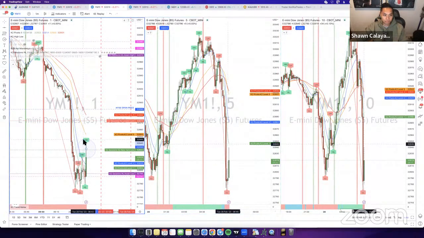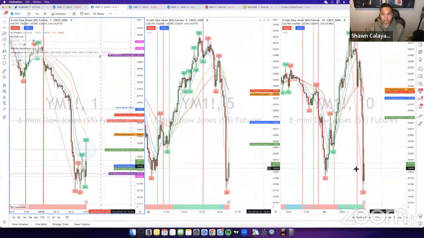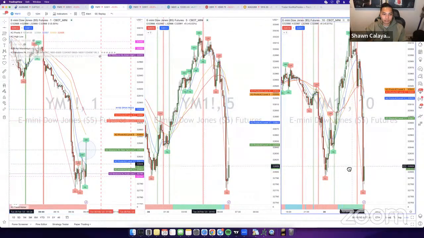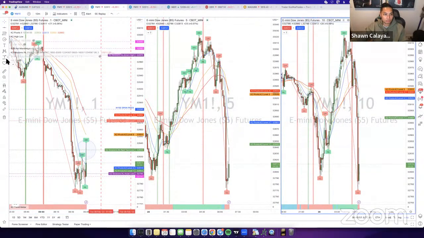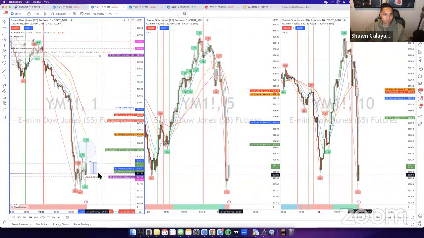Yeah, so it's rejecting off the sessions right there. And I mean, we'll see if it comes back down. I think eventually price will come back down, but it is due for retracement. So that's why I'd be a little careful with taking any entries here. I do think it's due for retracement.